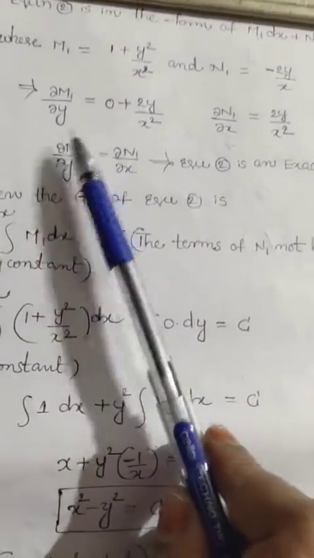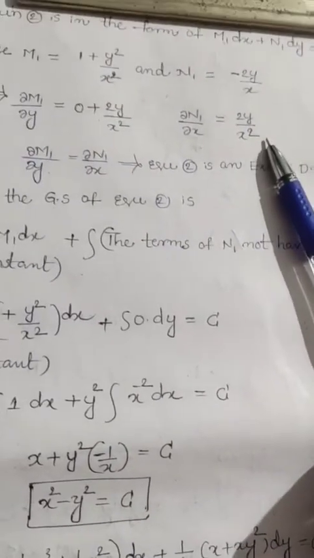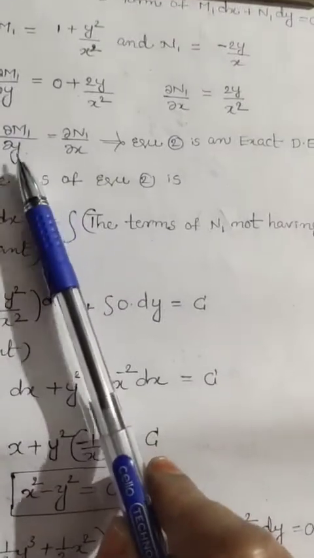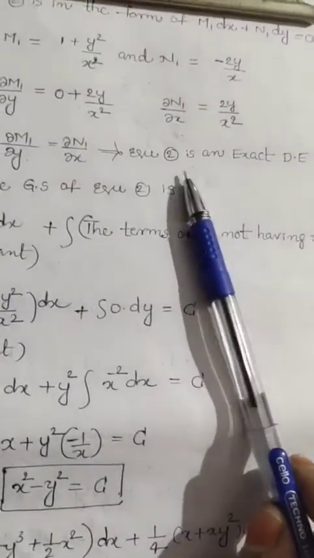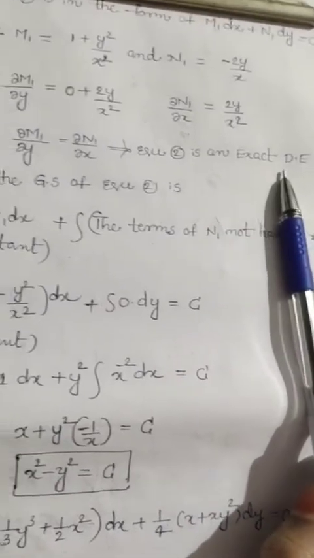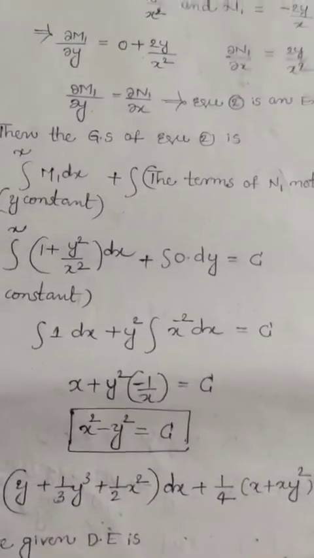Now dou m1 by dou y equals 2y by x square and dou n1 by dou x is 2y by x square, so both are equal. Therefore dou m1 by dou y equals dou n1 by dou x. That implies equation 2 is an exact differential equation. Now we have to find out the general solution of equation 2.